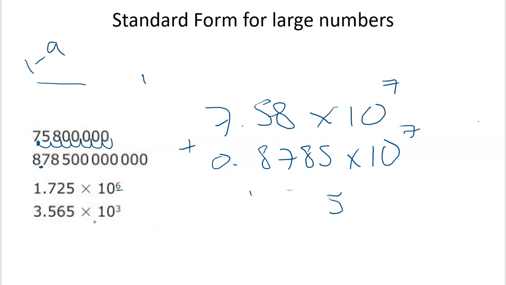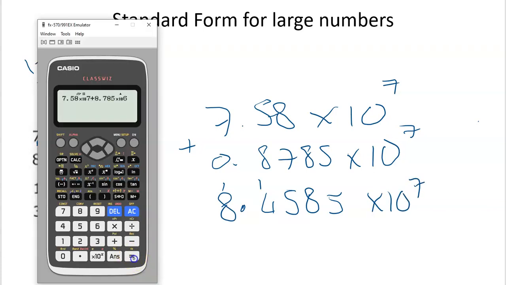0 plus 5 is 5. 0 plus 8 is 8. 8 and 7 is 15. 5, 8, and a 1. So that's going to be 9, and that gives 14. And then 7 and 0 and 1 is 8. So we've got 8.4585 times 10 to the 7.